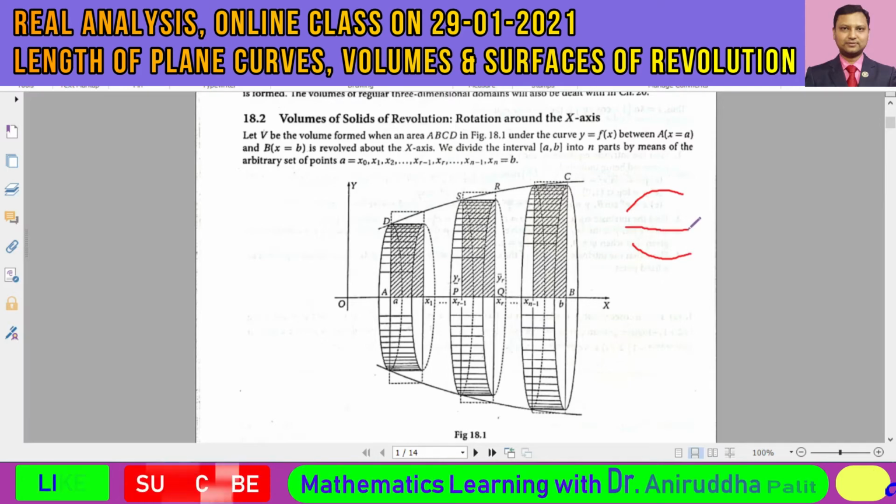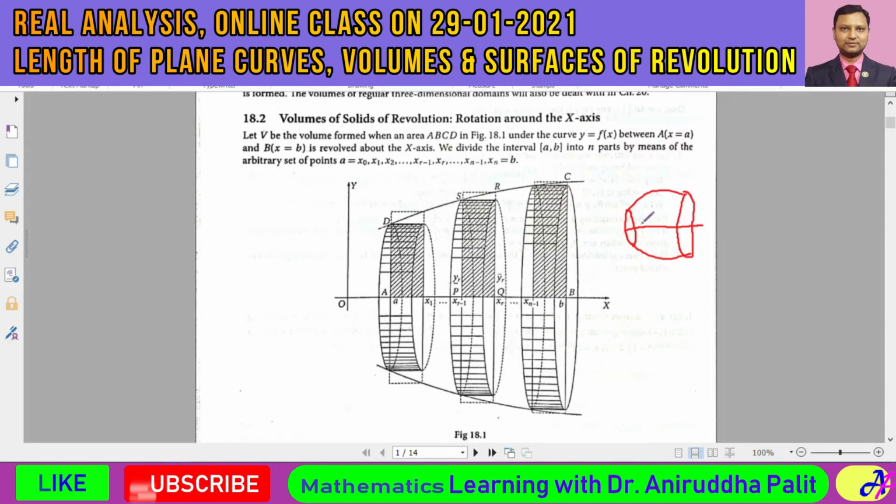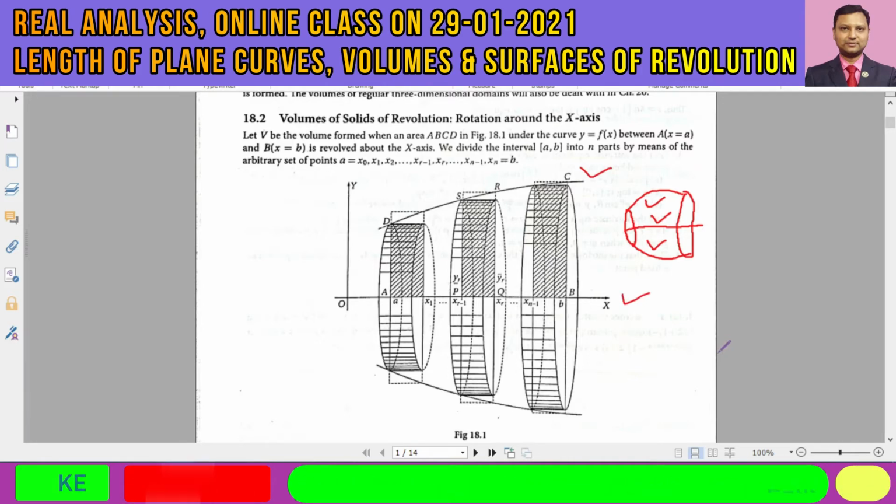This may be the axis about which the curve is rotated, and then you will get a spindle-like shape. Over here it may look like a cup. Anyway, you would get a three-dimensional figure after rotation, and the total surface area of this figure is called the surface of revolution, and the volume of this three-dimensional figure is called the volume of revolution. Why? Because this area and volume have been generated by the revolution of a curve about a certain axis. That's why we call them the surface of revolution and volume of revolution.